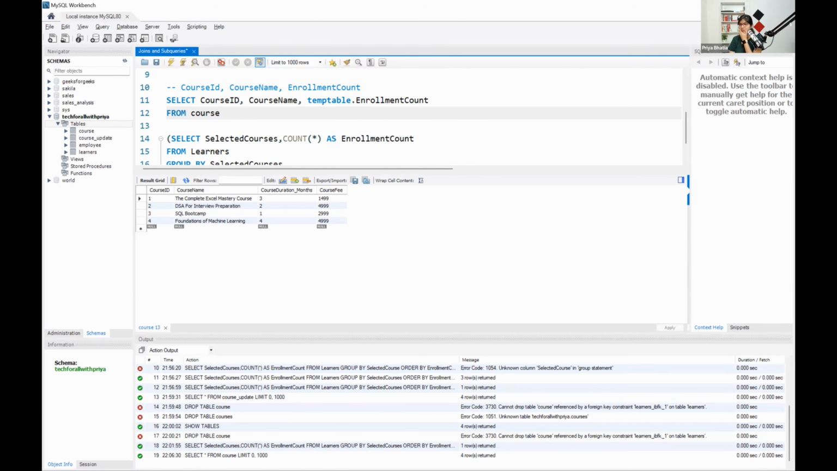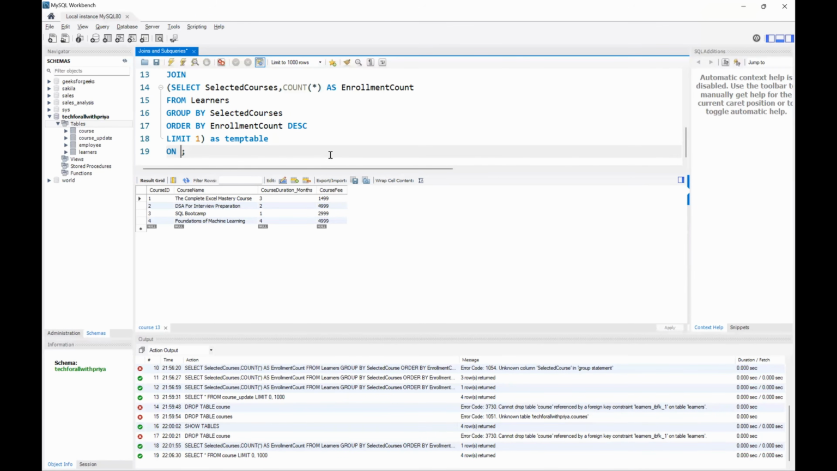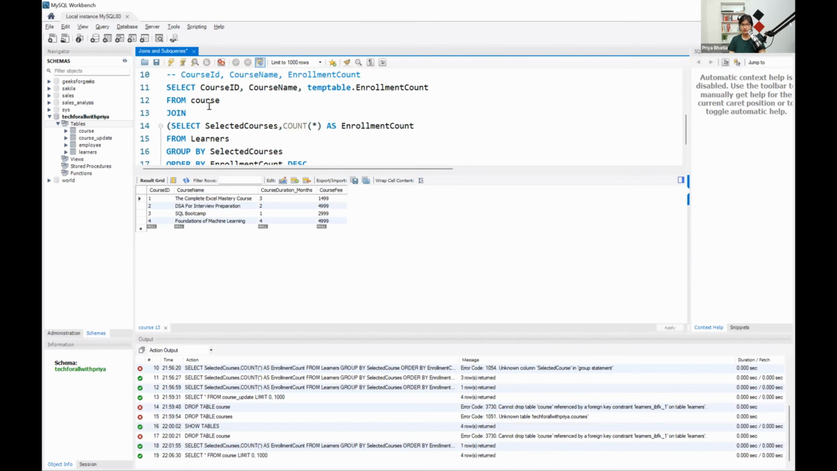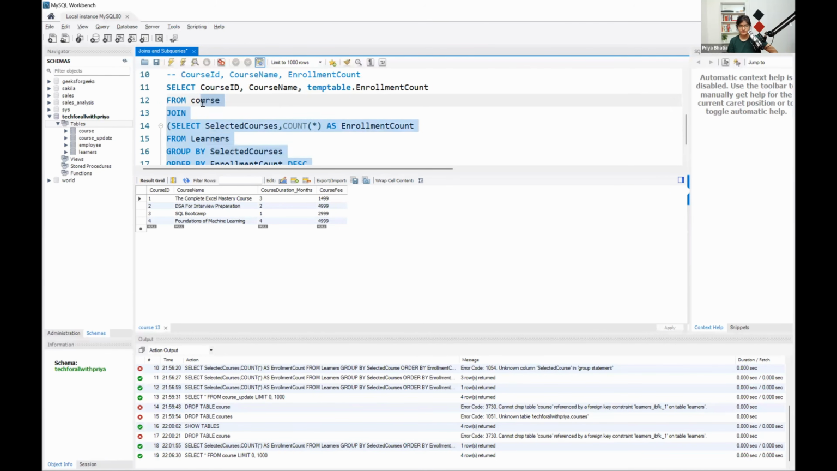Now, what can we do here? Join. Now we can join this temp table. Further, what is the syntax? On. What is the constraint you will apply? It should be the same course ID. So course dot course ID will be equal to temp table dot selected courses. Now, if we directly write course ID is equal to selected course, it would be wrong. You have to specify the table name dot the common column. Let's run this. If we get some issue, then we will fix it.